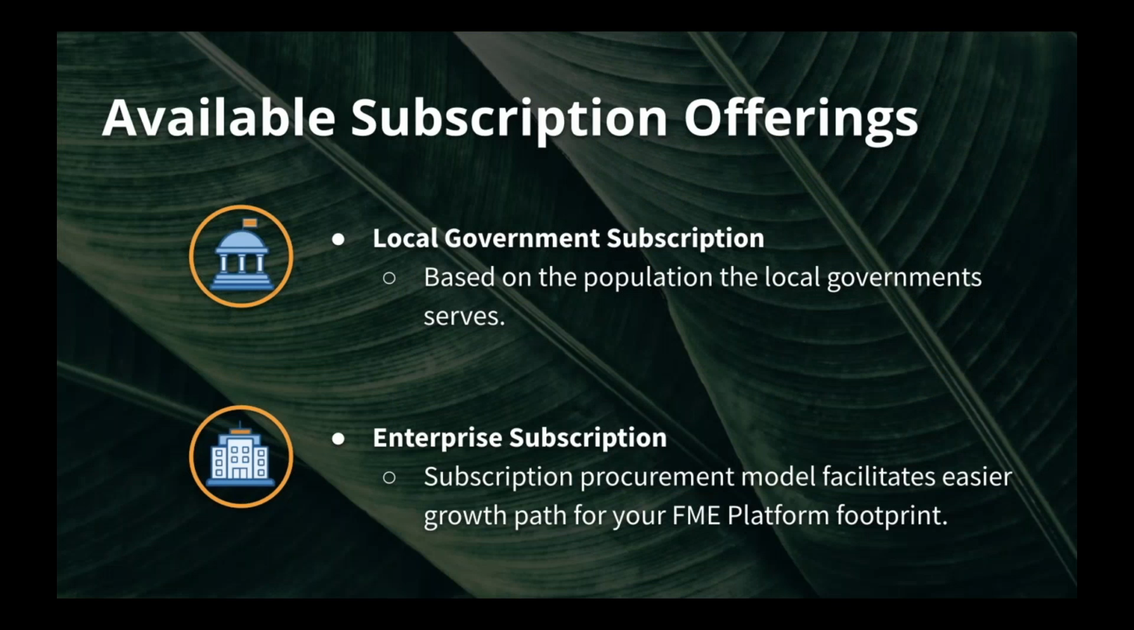The first ones are subscriptions for local government based on population. So if you want more information on that, we can send it to you, or go to our website under pricing. But basically the concept is it's based on the population. So if you're in a small city of, say, 15,000 people, then for a set price, you can have all the FME you can eat.